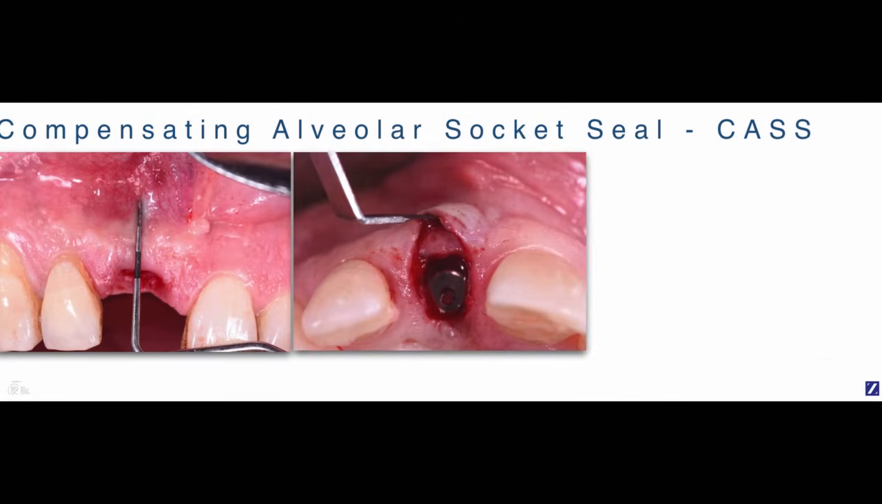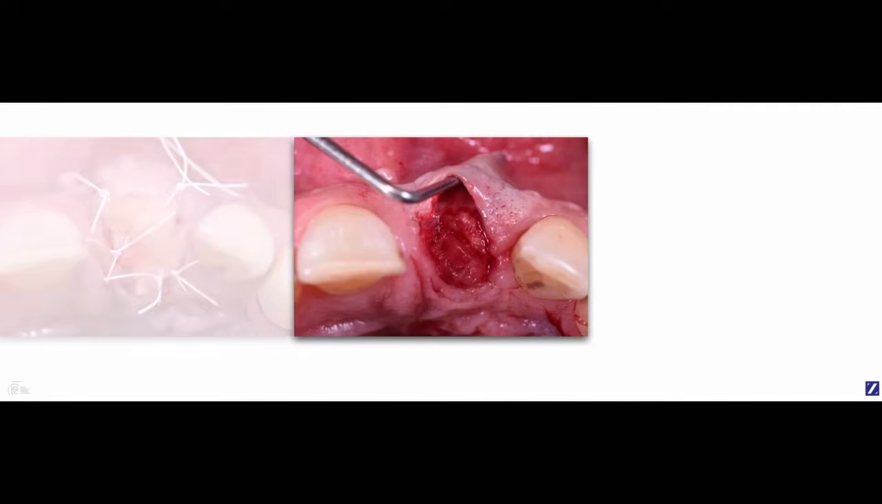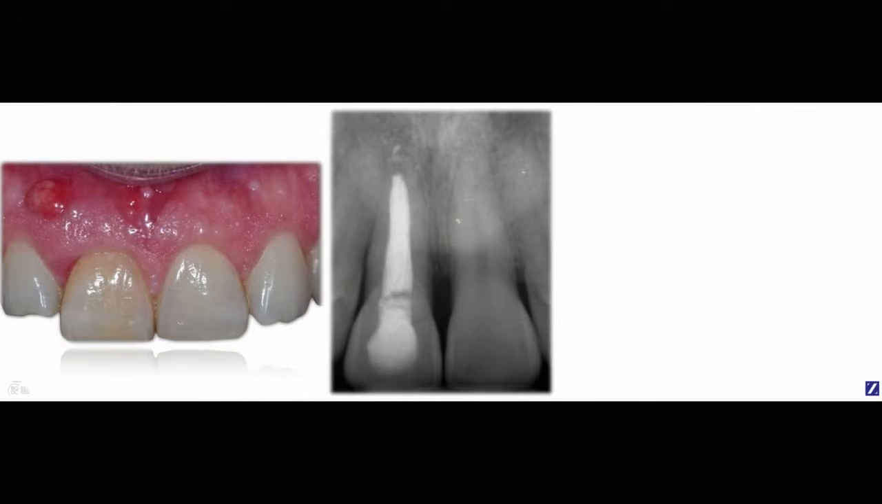The toughest part of the compensating alveolar socket seal, for sure, is being able to create this bilaminar bed with this 0.6 millimeter buccal mucosa. The connective tissue is left exposed to seal the socket, and sometimes we have used LPRF in order to help the promotion of the healing of the bone. Now let's see some of these clinical cases.